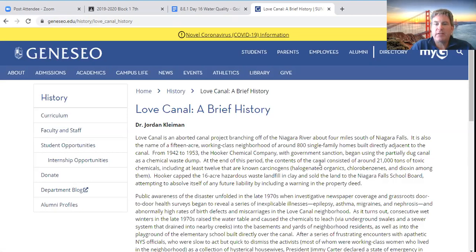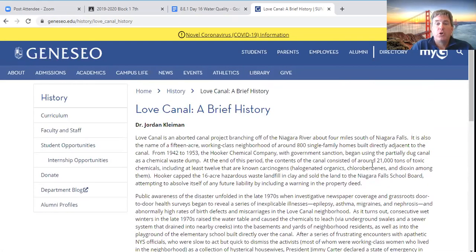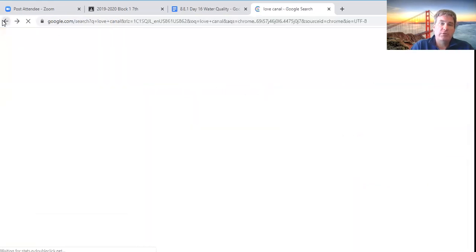At the end of this period, the contents of the canal consisted of 21,000 tons of toxic chemicals, with at least 12 that are known carcinogens, which gives you cancer. And Hooker capped the 16-acre hazardous waste landfill in clay and sold the land to the Niagara Falls School Board. They sold it to the school. So anyway, huge issues, huge issues.